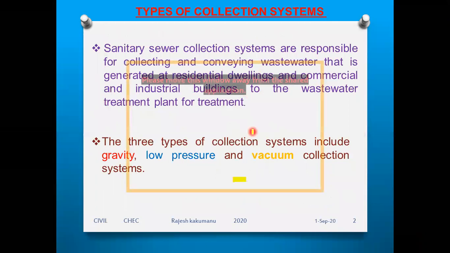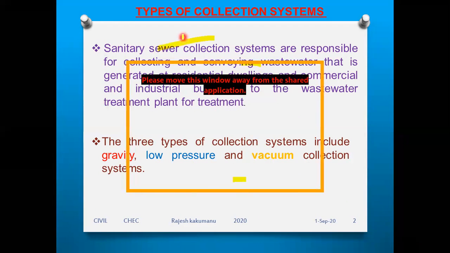So we see the collection systems. What are the various types of collection systems for the sewers? We'll see in this class. If you see the various types of collection systems for collection of garbage or collection of sanitary sewage, there are majorly three types of collection systems.